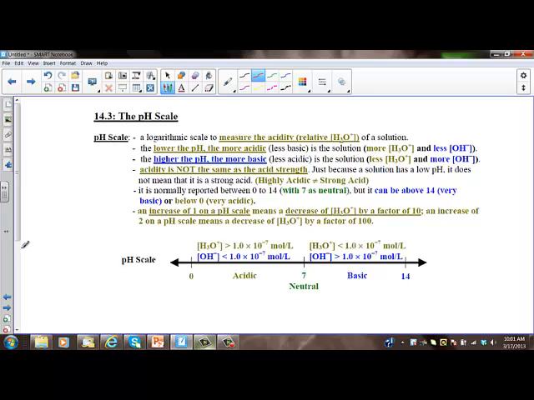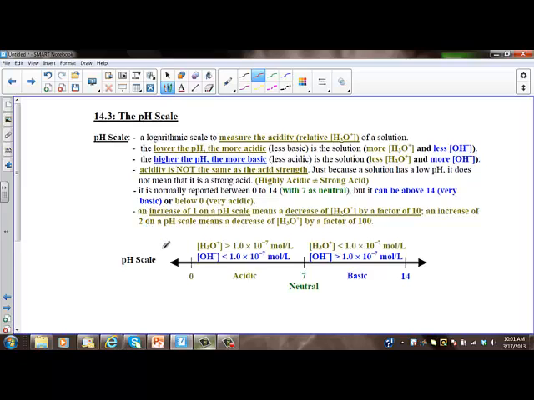Acidity is not the same as acid strength. Just because a solution has a low pH, it does not mean that it is a strong acid. So highly acidic does not equal strong acid. We usually measure it between 0 and 14, 7 being neutral, but it can be above 14, meaning extremely basic, or some of our really strong acids have a pH less than 0. This you should remember from Regents Chem.